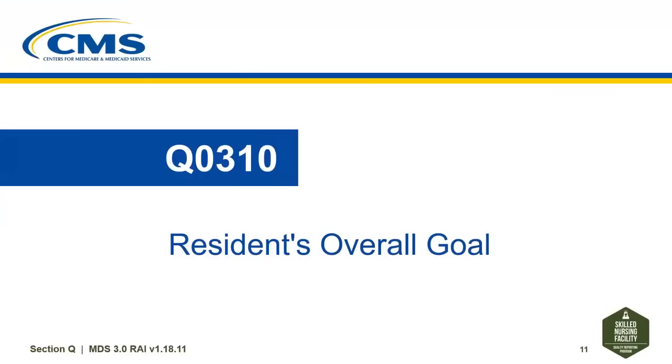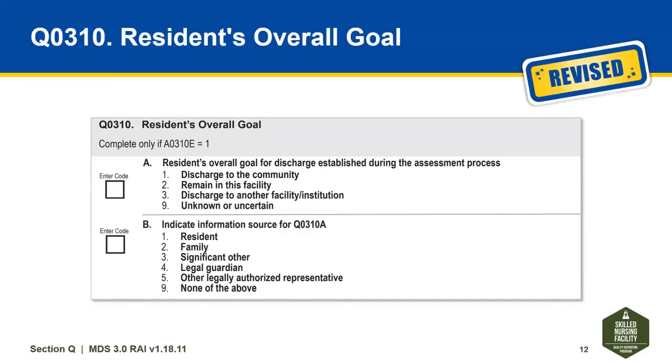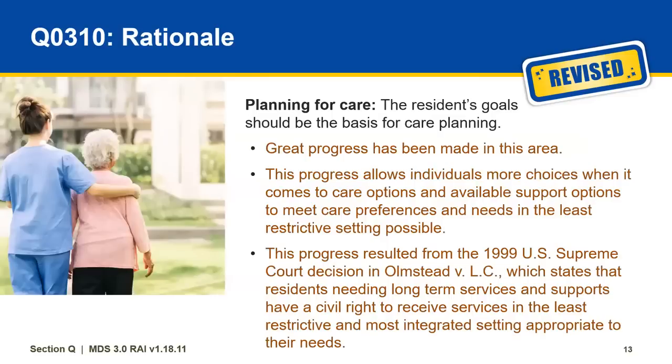We will move on to Q0310, Residents' Overall Goal. This item has been renumbered and renamed due to its new structure. The name of this item has changed from residents' overall expectation to residents' overall goal. The response codes for family and significant other, guardian, or legally authorized representative have been separated to form four separate response codes. Q0310 identifies the residents' general expectations and goals for their nursing home stay.